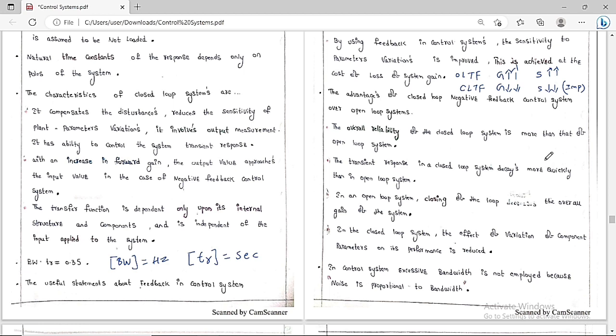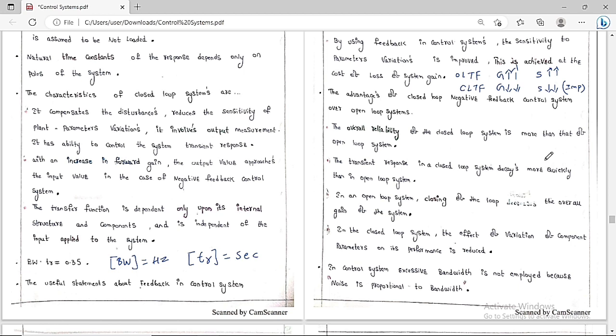In the closed loop system, the effect of variation of component parameters on its performance is reduced. And what I told you, basically whenever any parameters vary, in the case of a negative feedback system, the threshold is very less, so there is less variation in the output. So in the closed loop system, the effect of variations of the component parameters on its performance is reduced.